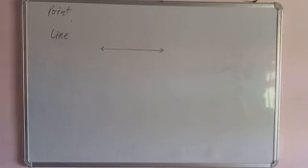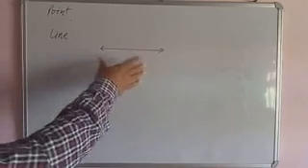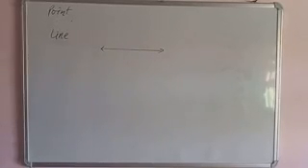So now the question arises, what is a line? A line is a straight path which extends endlessly in both directions. It has no end point and it cannot be measured, because it has no end point. And the next term that arises here is ray.